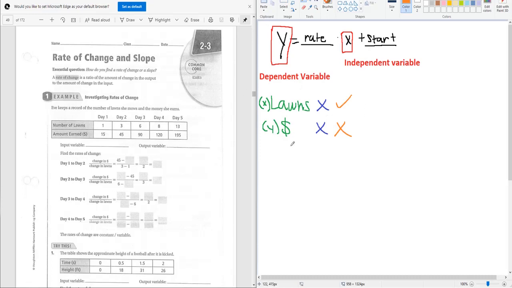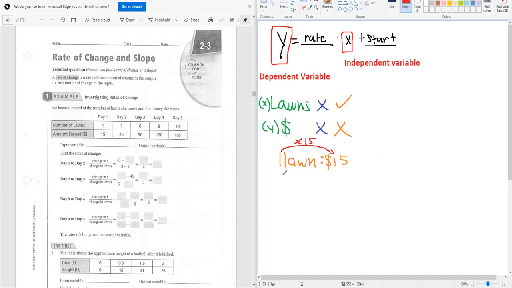So let's look at this. If I did one lawn, that means that I get $15. How did I get from here to here? Well, it looks like I just multiplied by 15.